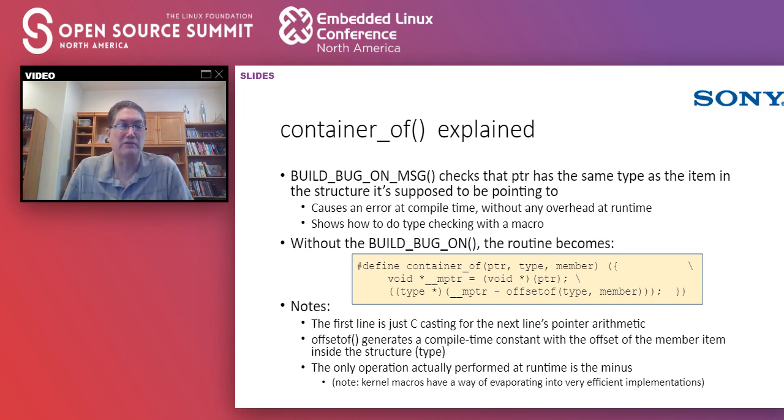And the interesting thing about that, if you want to look at it in detail, is this just shows how to do type checking with a macro. If you take that build bug on out, then really the containerOf just boils down to these two lines. Mpointer equals void star pointer, and then mpointer minus the offset of. So the first line there is just the C casting to change things into a void pointer for the pointer arithmetic that's going to happen on the next line. Offset of generates a compile time constant with the offset of the member item. And then the only thing that happens at runtime, which is kind of interesting, is that minus right there. Everything else you see evaporates.